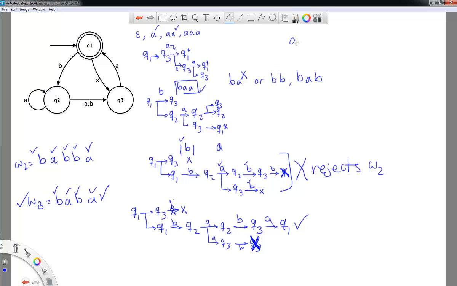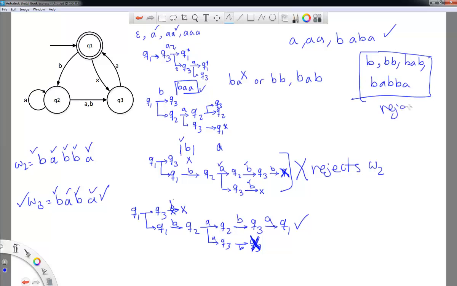So the strings A, BA, BAA are accepted, whereas the strings B, BB, BAB, or BBA were not accepted. So these strings will be rejected, and these sets of strings will be accepted.